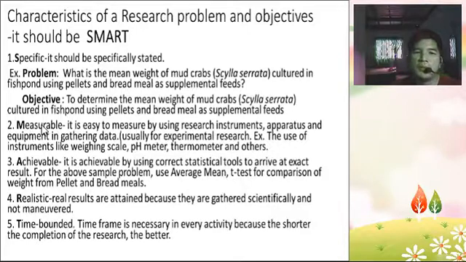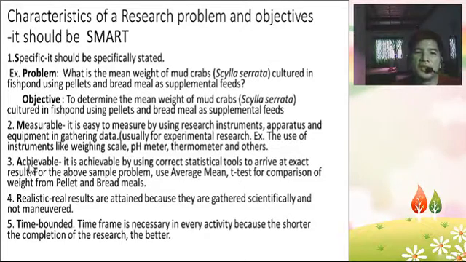Number 2, measurable. Kailangan ba malaman na measurable ang problem and objective? It is easy to measure by using research instrument, apparatus, and equipments in gathering data. So meaning to say, gagamit ka ng mga instrument, apparatus. For example, dito sa research na ito, ang mga apparatus na gagamitin mo ay weighing scale. Kailangan mong weighing scale para malaman mo ang mean weight, para malaman mo ang bigat. pH meter, ito ay para malaman mo kung acidic or basic ang tubig doon sa fish pond. Then thermometer, kung mainit o malamig ang tubig doon sa fish pond. And of course, other instrument and apparatus na kailangan mo dyan sa experiment.